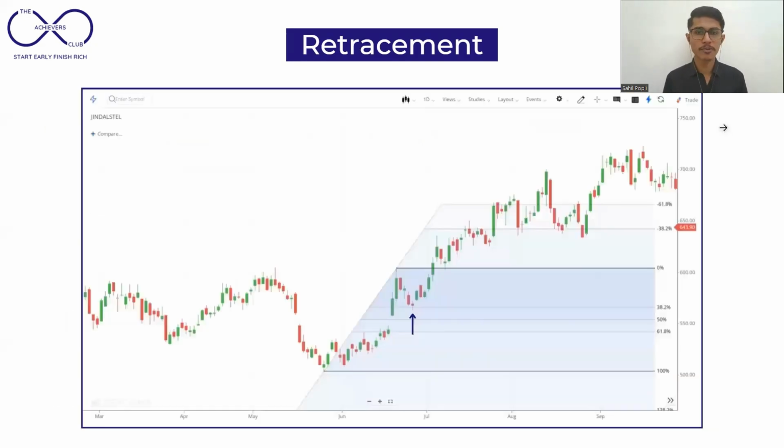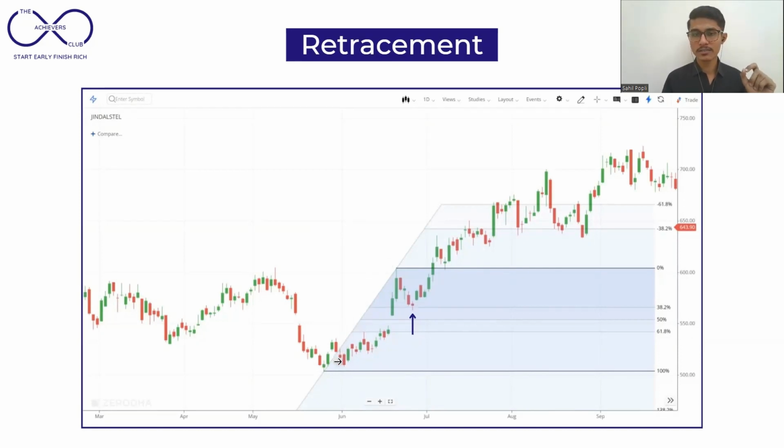Similarly, let's take a few examples here. This is the stock called Jindal Steel, on a daily time frame. To give you a short example of how Fibonacci is applied, you can take any software, go for Fibonacci, and plot only two points: one is the bottom, one is the top. You have to take that Fibonacci from the bottom till the top, so that you can get the retracement levels.